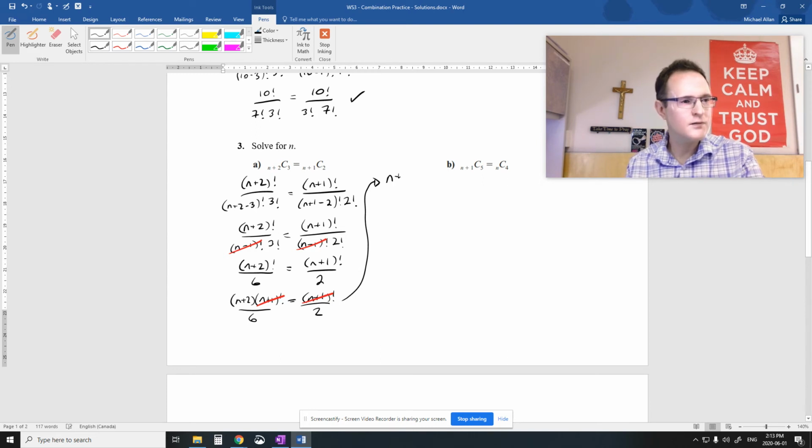Then I have n plus 2 over 6 is equal to 1 over 2. I'm going to times that up to 3, because it'd be 6 divided by 2, minus that over again, 1. So n is equal to 1. Cool. Pretty cool.